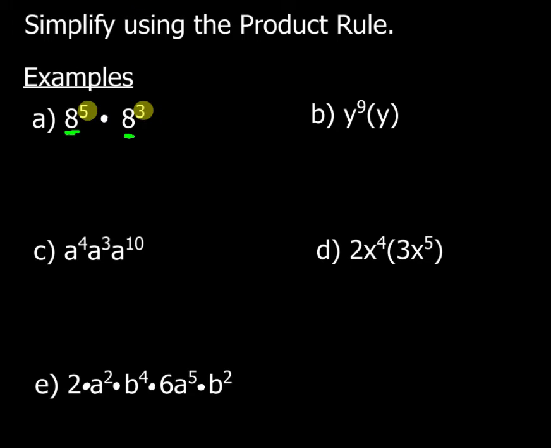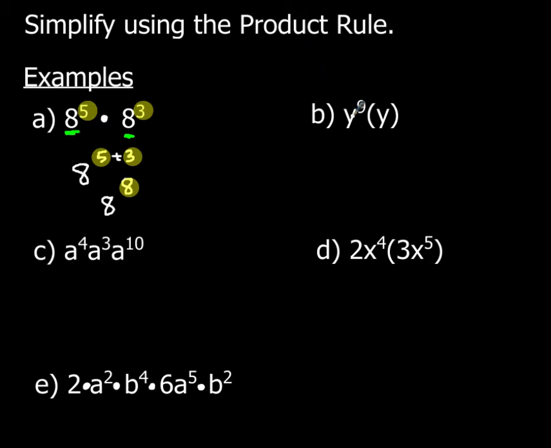Now, here's all you need to do to solve this problem. You're going to take the base and leave that the same. Now the exponents, 5 and 3, what you're going to do is add those together. So 5 plus 3 gives you a sum of 8. So this final answer would be 8 to the 8th power. That's it. So notice, you take your exponents, 5 and 3, and you add them together to get a sum of 8. Now let's take a look at example B.